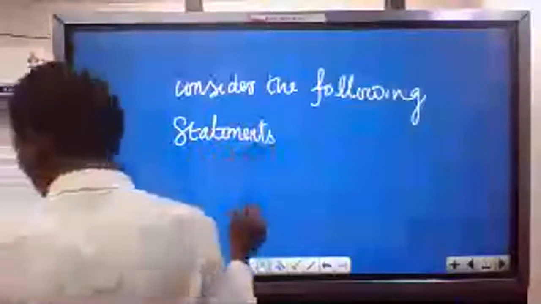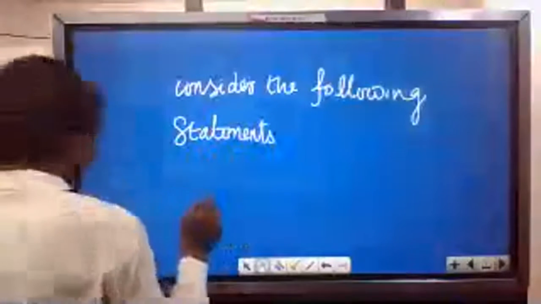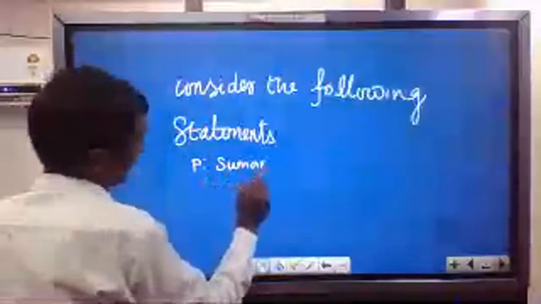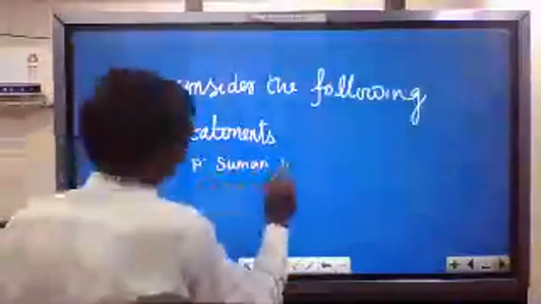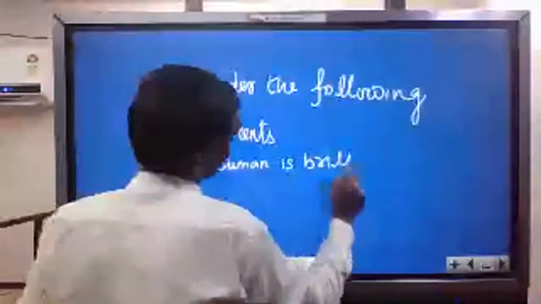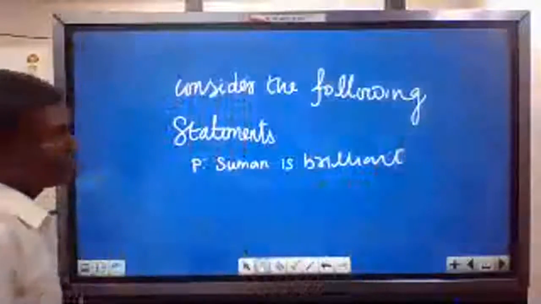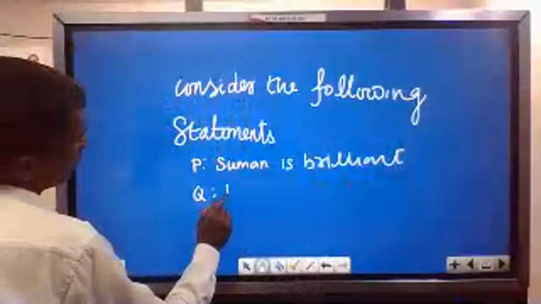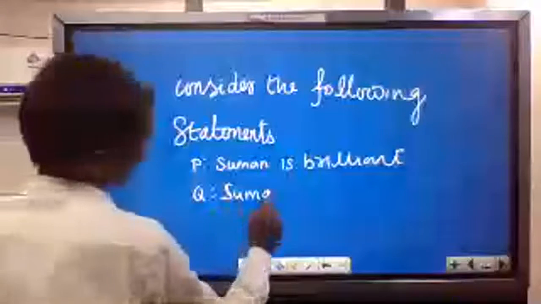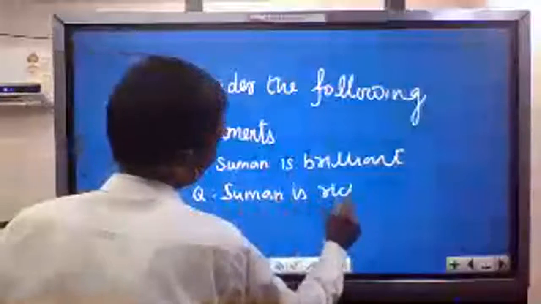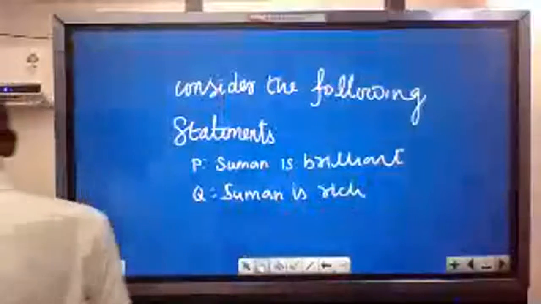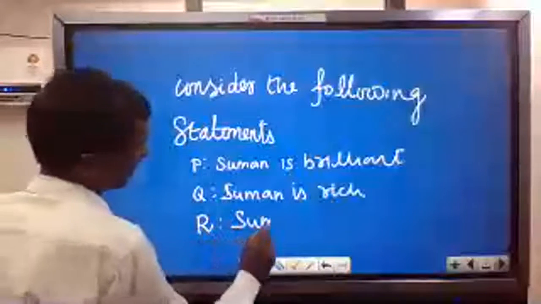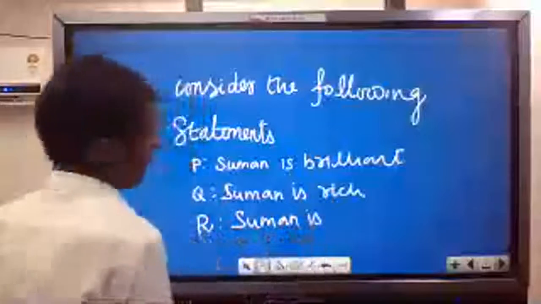Consider the following statements. The first statement, Suman is brilliant. And second statement, Suman is rich. And third statement, Suman is honest.